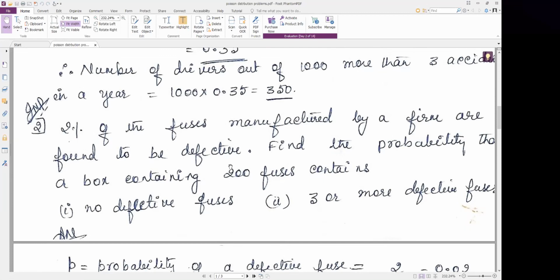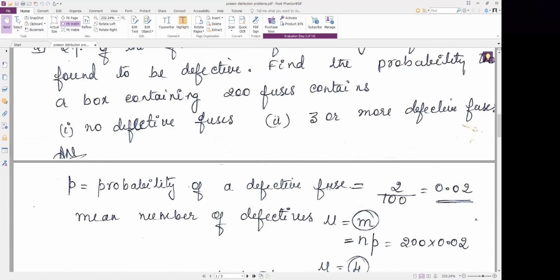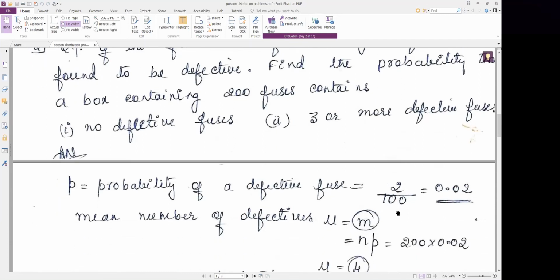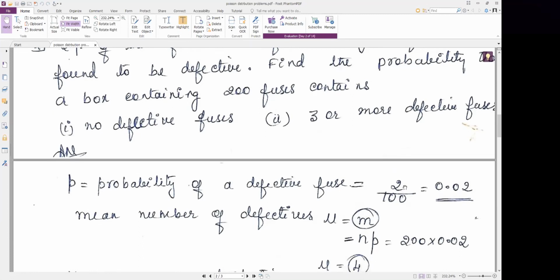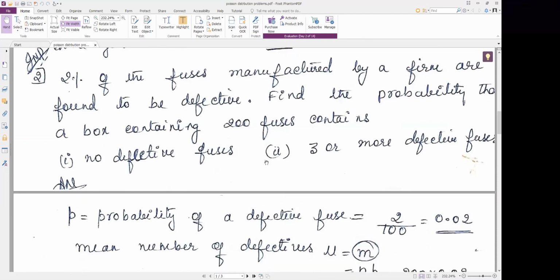So our X should be what? Defective fuses. Now what is the probability of defective fuses? They are given in percentage terms. So out of 100, how many fuses are defective? 2 fuses are defective. That is 2 by 100, which means 0.02. What do you mean by probability? Number of favorable cases to the number of possible cases. How many defective fuses are there? 2, out of 100. So 2 by 100 means 0.02.